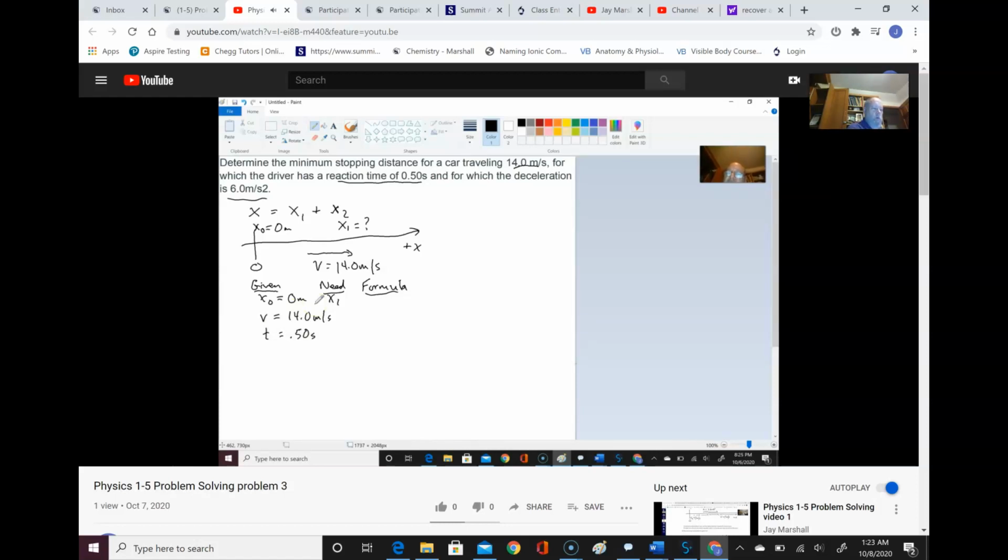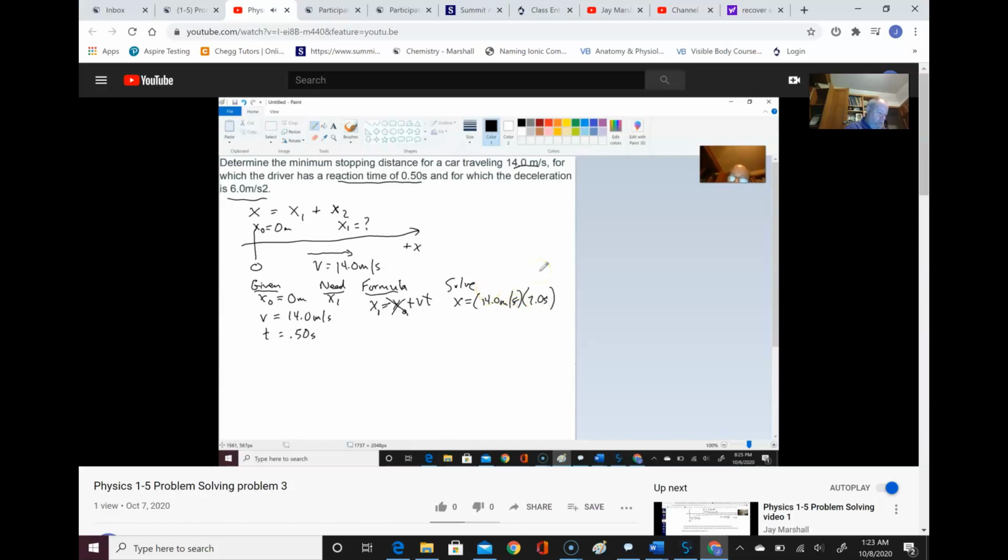My second question is, do I have an acceleration or do I have a constant velocity? My answer is I have a constant velocity of 14.0 meters per second. Therefore, I have to use x equals x0 plus vt to find that distance, and we're going to say that distance is x1. All we have to do is plug the values in and solve. I don't have any value for x0, it's 0. I just need to plug in vt. So x equals 14.0 meters per second times 0.50 seconds, and my seconds cancel out there, and I end up with meters.